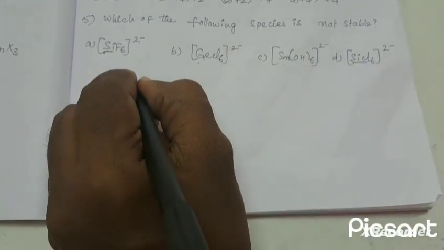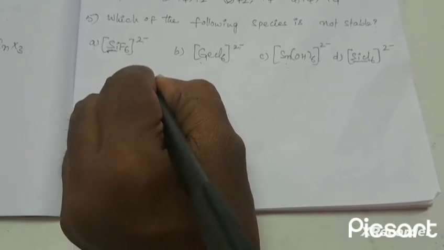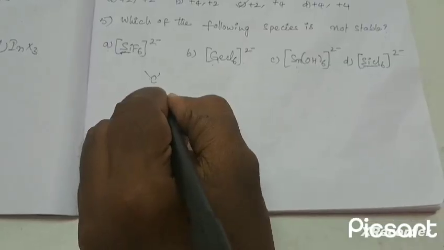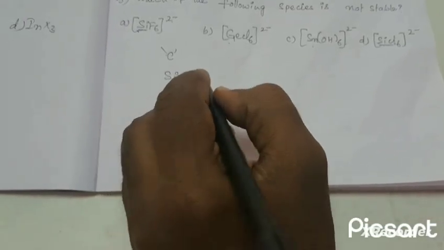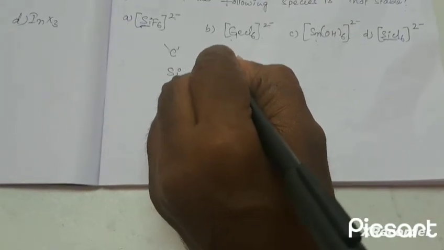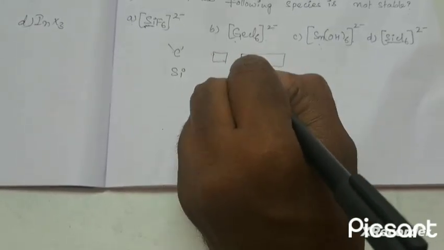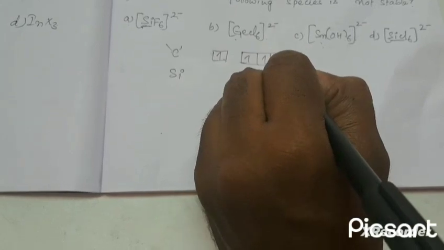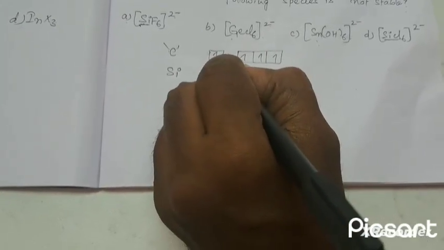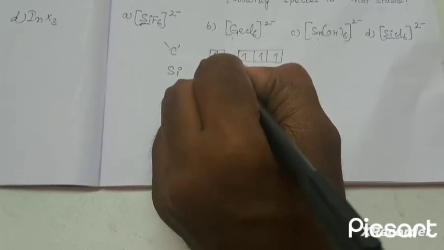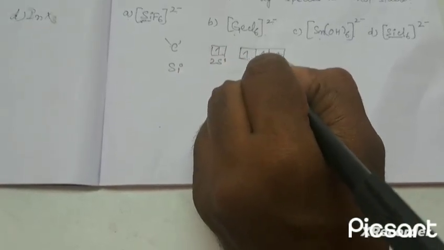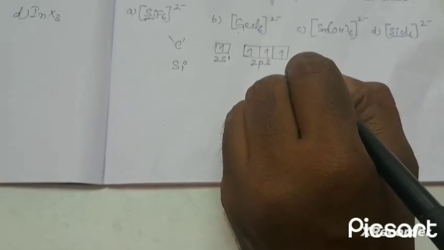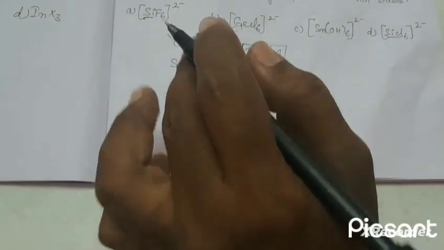So silicon is present in the same group after carbon. Carbon in the excited state has the electronic configuration 2s1 2p3. So it can form a maximum of 4 bonds. So the covalency of carbon is 4.